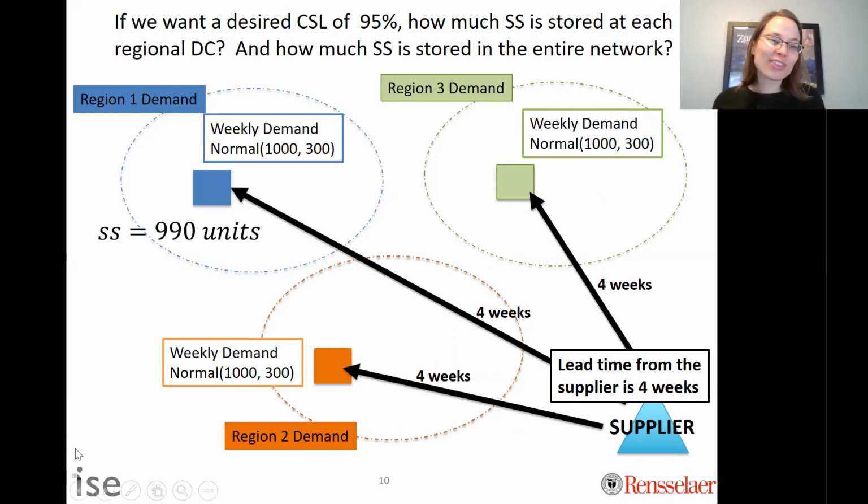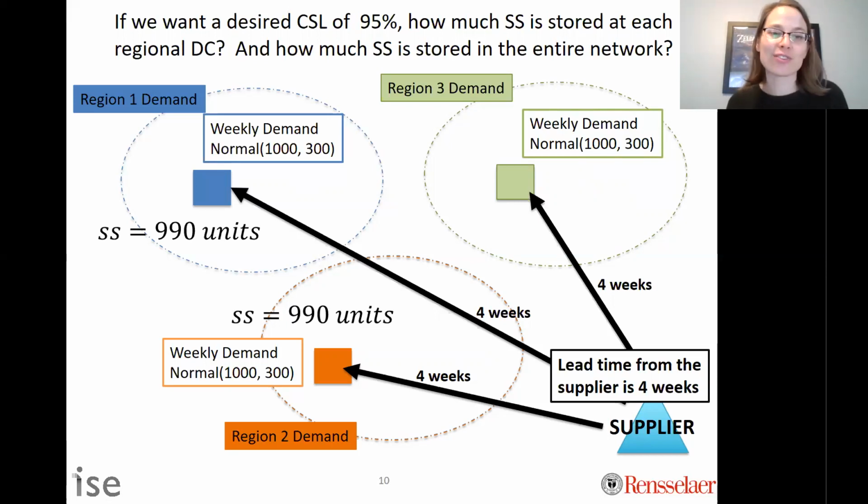But one thing you could think about is that we could redo this. We could do this again for region 2, but it has exactly the same data. So we could do the same thing over. We'd get that that had 990 units, and similarly for region 3. So each one has 990 units of safety stock. And remember, safety stock is there to buffer against variability in demand.